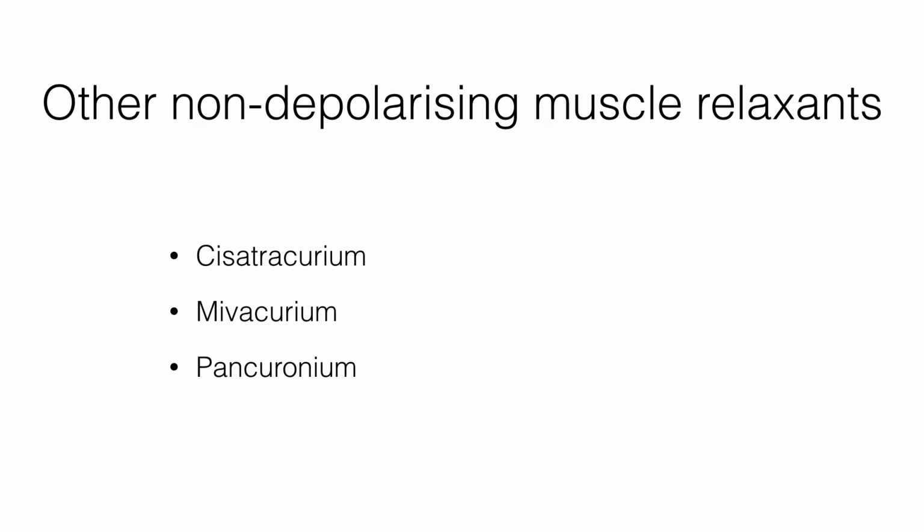Pancuronium is a steroidal non-depolarizing muscle relaxant, which is normally given in a dose of 0.1 milligrams per kilogram. It also has a slow onset of action in about 3 to 5 minutes, and has a much longer duration of action than any of the other muscle relaxants we've mentioned, and you can expect paralysis for 40 to 60 minutes following a single bolus. Following administration, it does tend to cause tachycardia and hypertension due to its sympathomimetic properties.